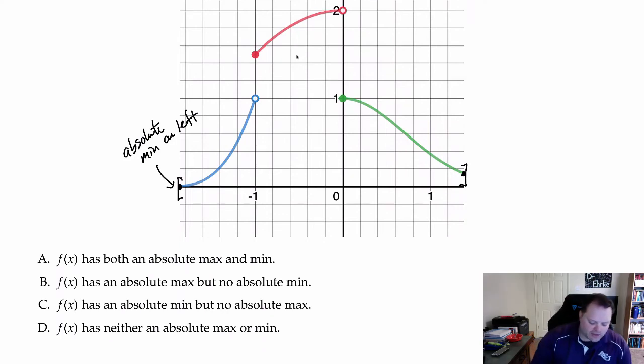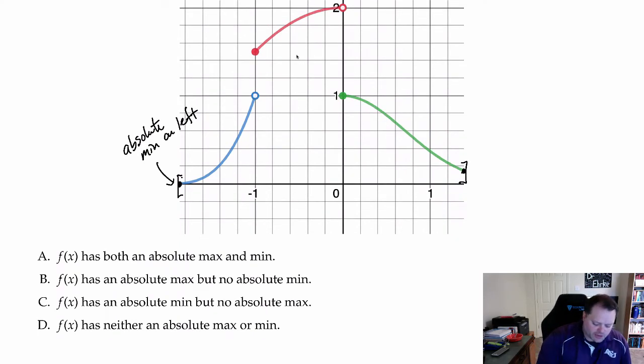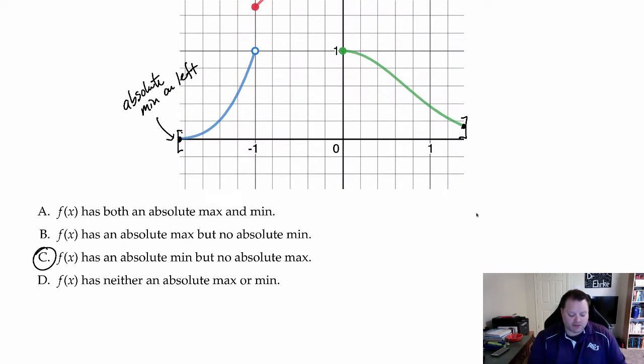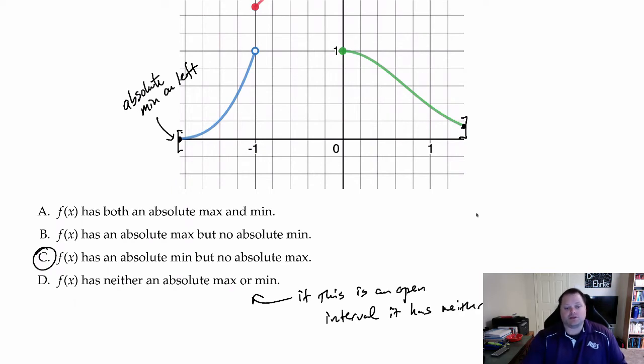So the correct answer here is that the function has an absolute minimum, but no absolute max. And if you thought about this being an open interval, it turns out it would have neither. If this is an open interval, it has neither, because the same argument applies here. We're approaching 0, so you would say, oh, well, 0 is the absolute min.